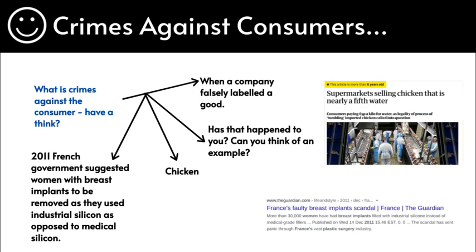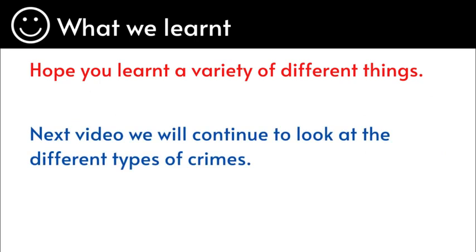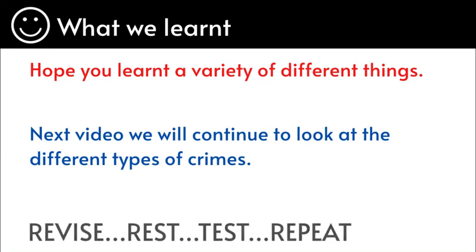So hopefully you've had a read of these, and if you can think of any other legitimate articles, please comment them in the comment section below. So what we have learned, hopefully you've learned a variety of different things. Next video we will be continuing to look at the different types of crimes that have occurred. Until then, please revise, rest, test and repeat the content that we've looked at in this video as well as all other previous videos, because the exam is not only on this video but all other videos overall.